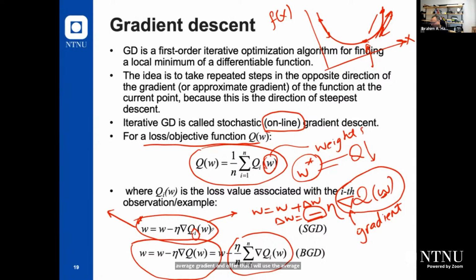So delta omega, in this case, will be minus eta divided by n multiplied by this gradient, correct? So it's the average over n samples. And you will use this value for adjusting the weights only one time for each batch. So in batch gradient, we adjust the weights only one time for each batch. But in the case of stochastic gradient, you need to adjust your weights one time for each sample.